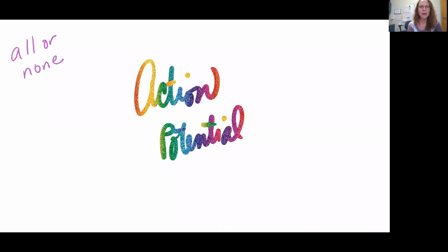Action potentials can be described as all or none. We use the same phrasing in skeletal muscle. In skeletal muscle, it either meant that the cell was contracted or it was at rest. Same kind of thing here. We're either getting our signal or we're not. There's no big and small action potentials. There is just an action potential.